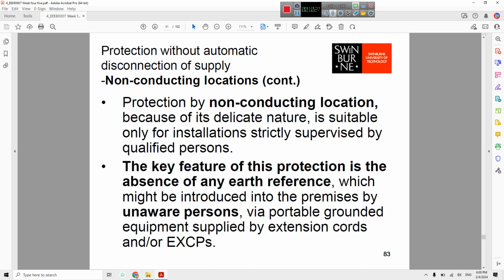Protection by the non-conductive location, because of its delicate nature, is suitable only for installation strictly supervised by a qualified person. The key feature of this protection is the absence of any earth reference, which might be introduced into premises by an unaware person via portable grounded equipment supplied by extension cord and EXCPs.